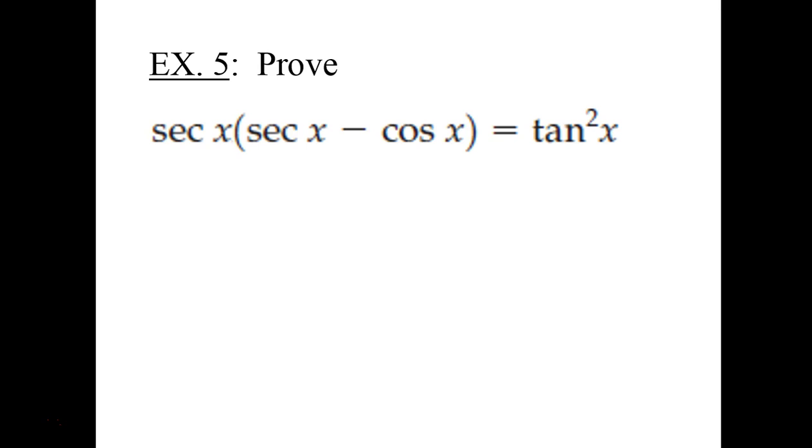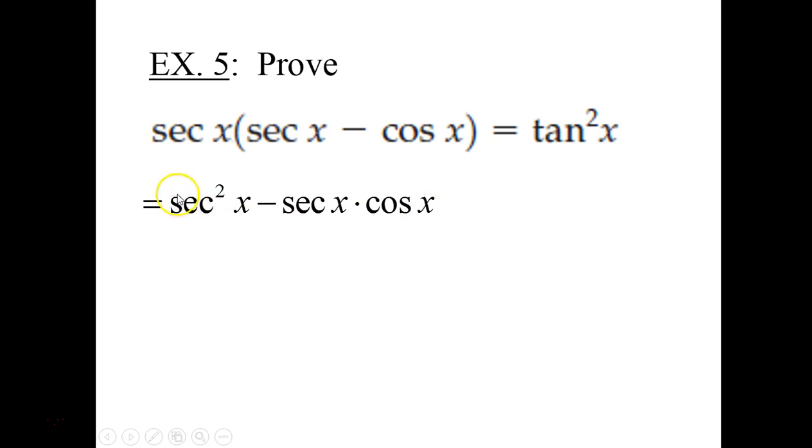Now, a lot of different ways you can go. Is one way more right or more correct than the other? Not necessarily. There are many paths that will take you to the same place. I could write this secant and this secant as 1 over cosines. I could distribute. There are a lot of ways I could proceed. I'm just going to go ahead and distribute. I'm going to take this secant x times this secant x, which gives me a secant squared, and then distribute the secant times this cosine, giving me a secant x cosine x.